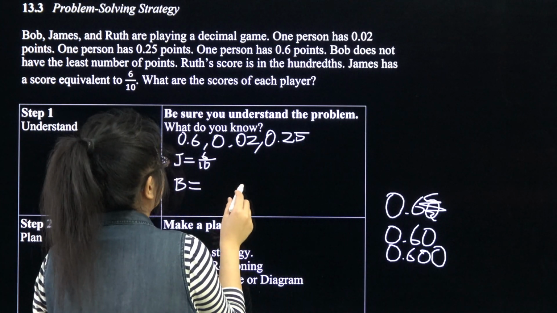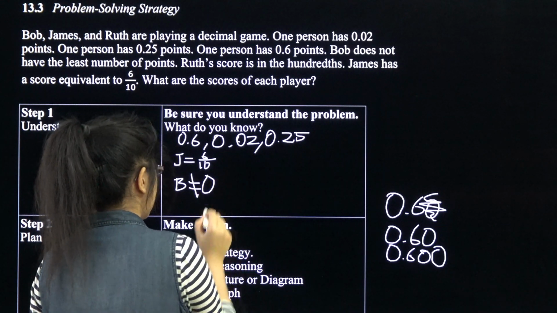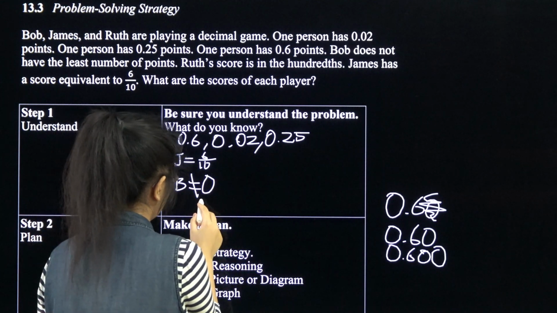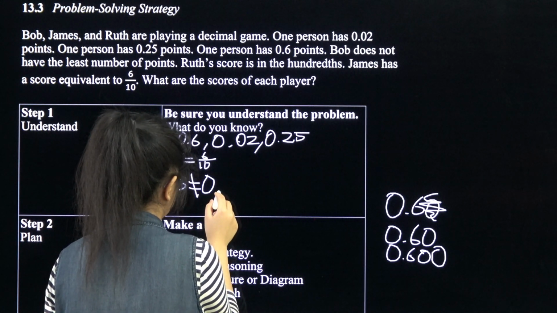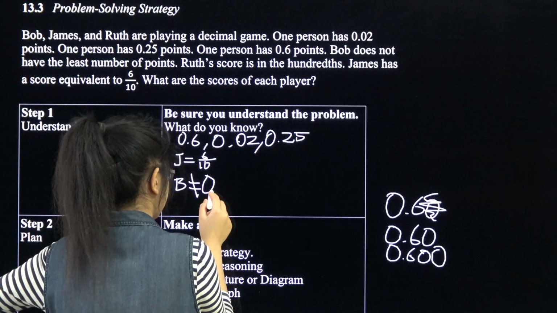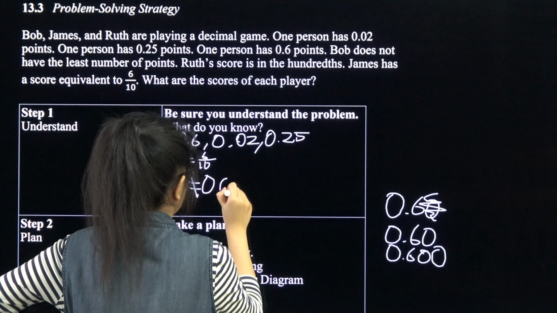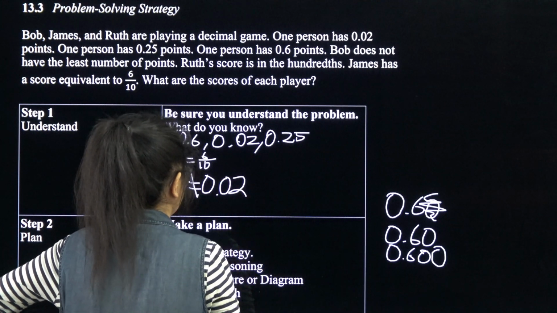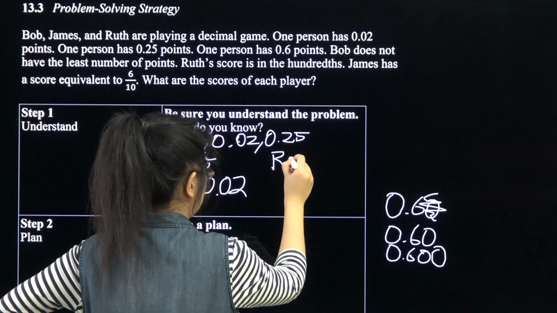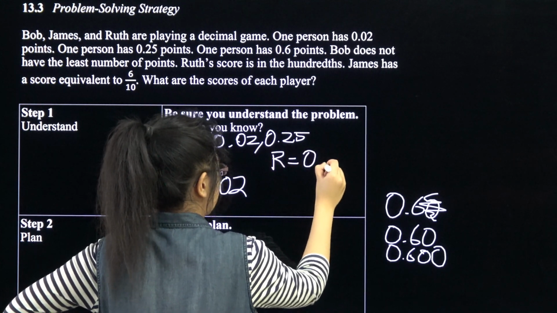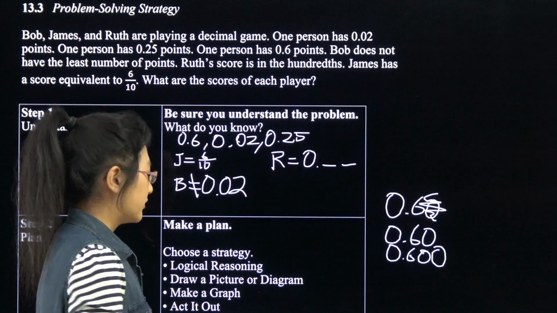Bob doesn't have the least number of points, so he doesn't have, if you put a slash through an equal sign, it means it isn't equal. So Bob isn't that, and Ruth's score has 2 decimal places in the hundredth. What are the scores of each player?